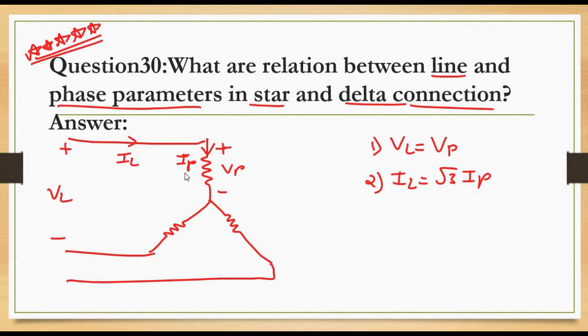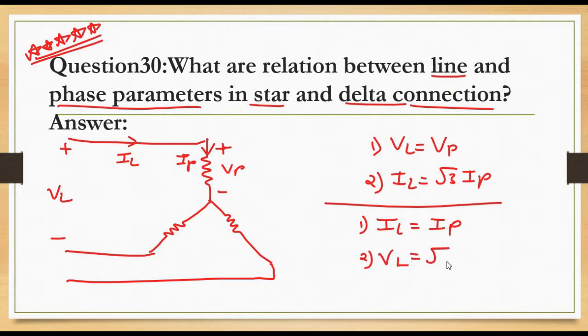So you can see that line current and phase current are similar. So for star connection, first is line current is equal to phase current, and secondly the line voltage is equal to root 3 times phase voltage. So this will be the surely asked question, so you should not miss this question.